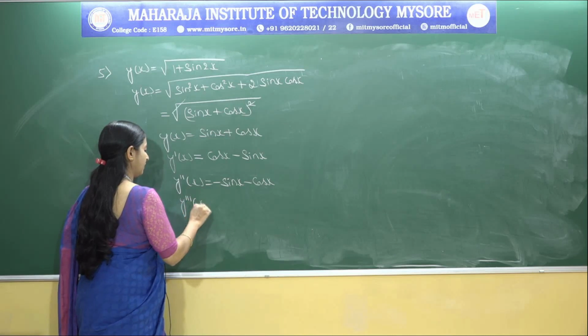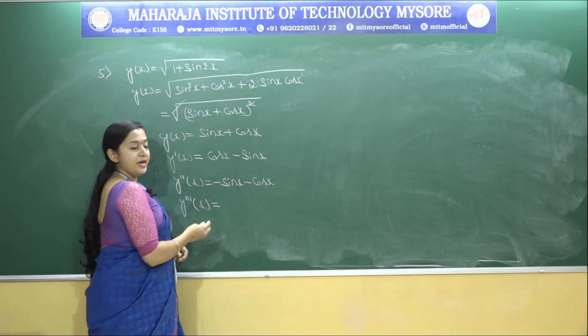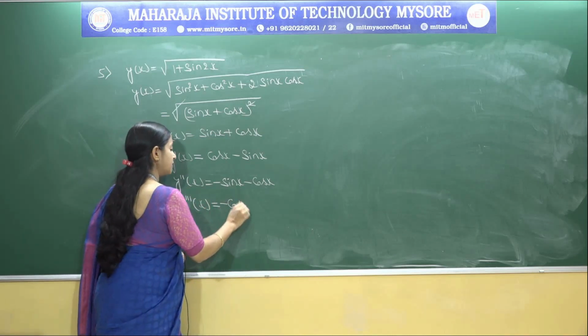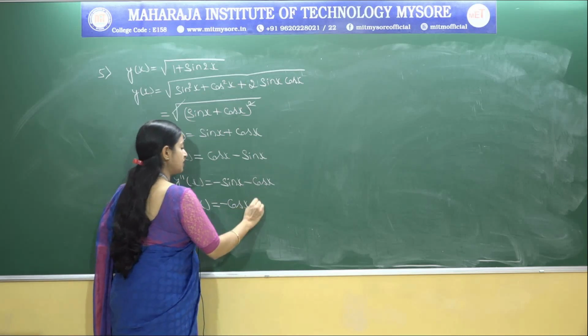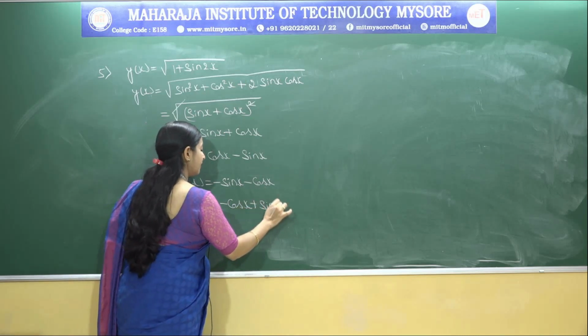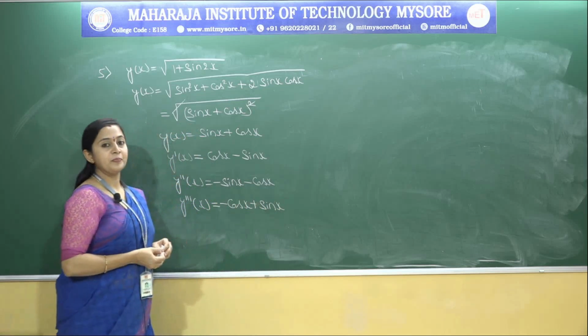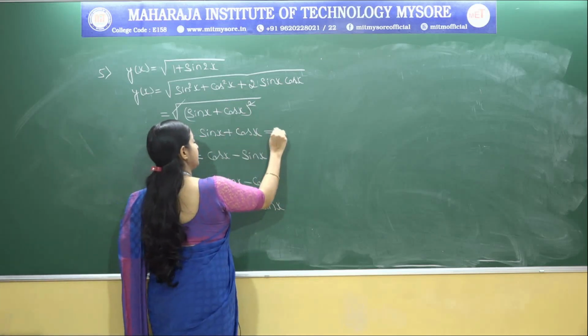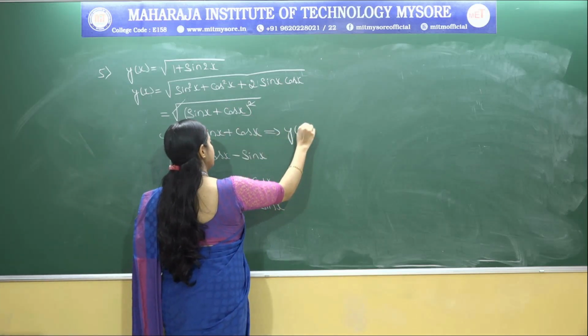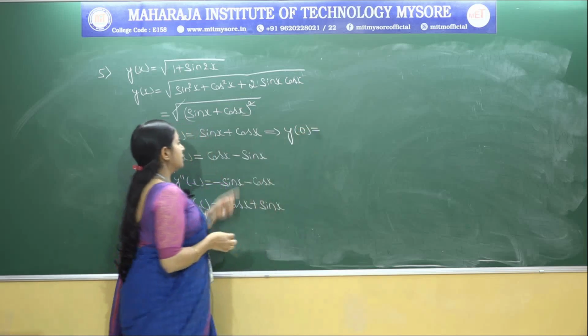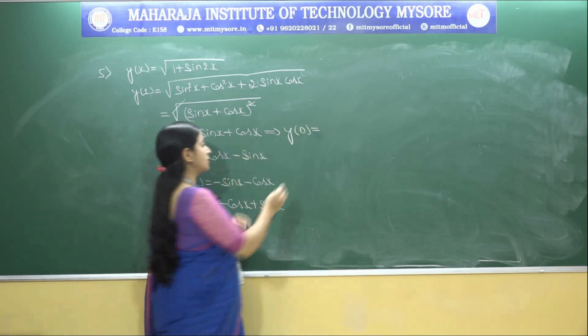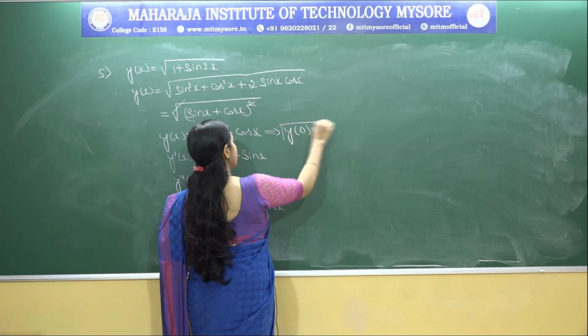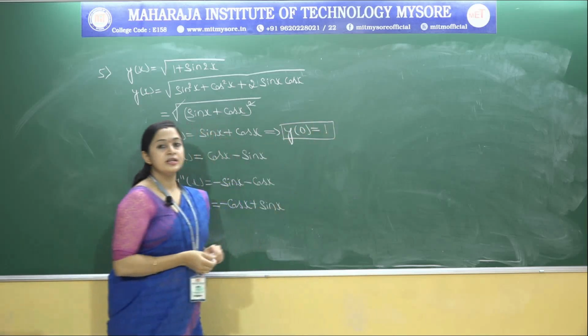Third derivative: minus sin x differentiates to minus cos x, and the derivative of cos x is minus sin x, so you can write plus sin x. Next, put x equal to 0. For y of 0, sin 0 is 0 and cos 0 is 1, so y of 0 equals 1.